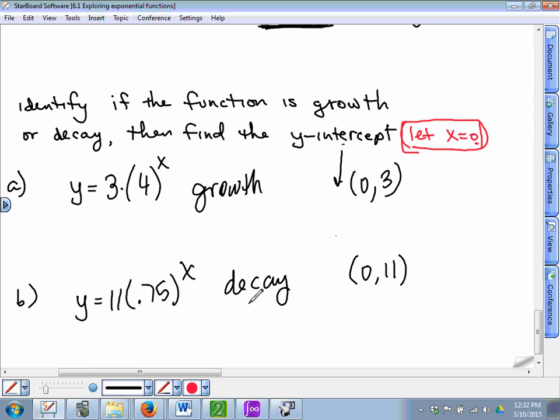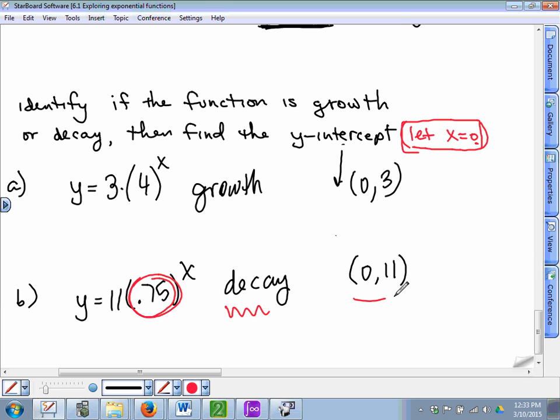For part B, you got decay, because this is the base right here. The base is between 0 and 1, so yeah, it's decay. The y-intercept is 0, 11.